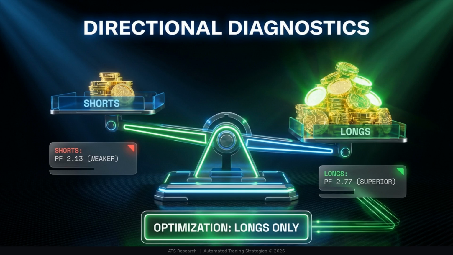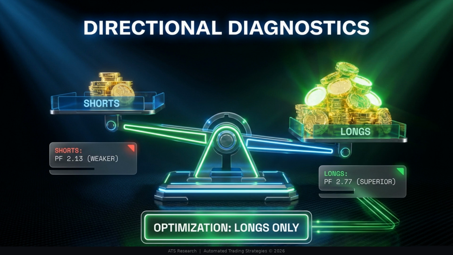So what about the direction? You remember with strategy number 4, it just hated shorting? It was allergic to shorts, yeah. Number 5 is different. Our diagnostics showed that shorts were profitable with about a 2.13 profit factor, but the longs were still way better at 2.77.